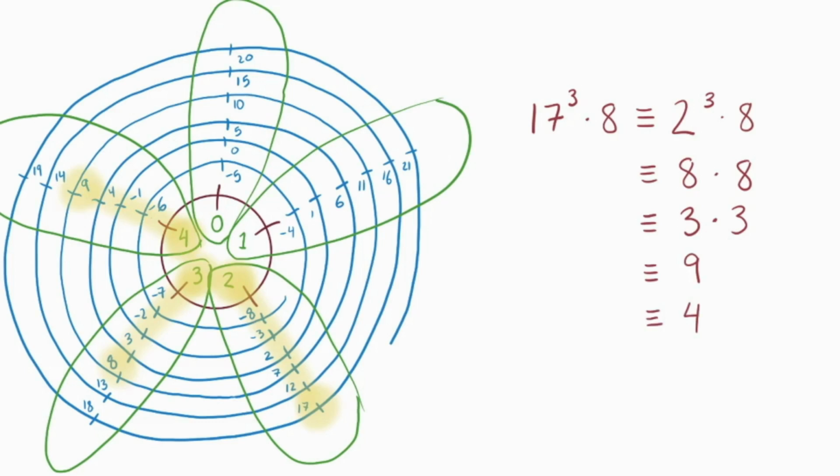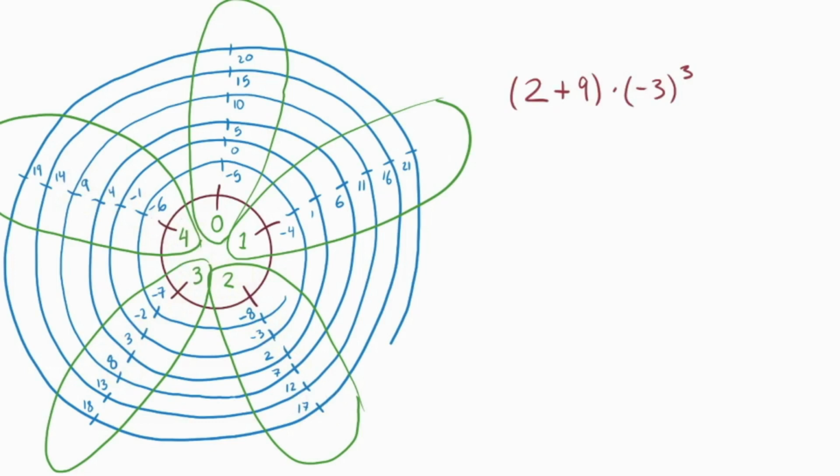Let's do one more. Let's pause the video now and compute 2 plus 9 times negative 3 cubed. Okay, great. Here's one way to do it. 2 plus 9 quantity times negative 3 quantity cubed is 11 times 2 cubed, where I've dropped the minus 3 to a 2. Now the 11 can be dropped to a 1, so that's actually 1 times 8, which is just 8, which drops to 3. So great. Now you can do modular arithmetic efficiently and with flair. Practice some examples, and you've got it.